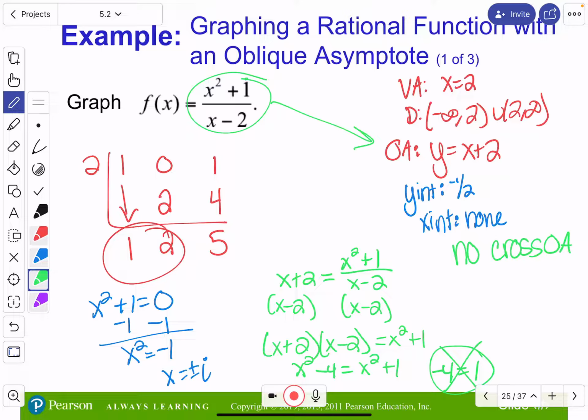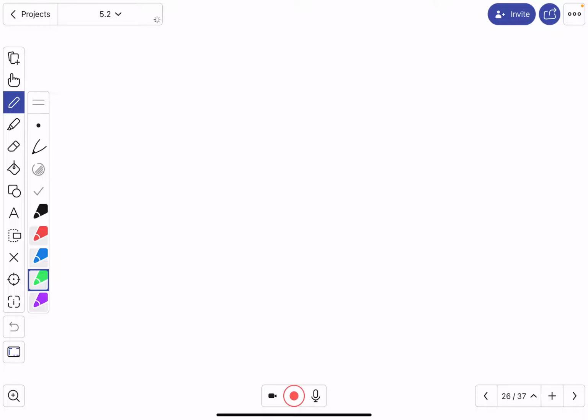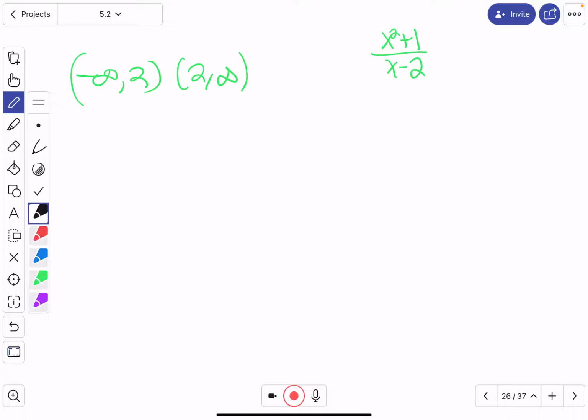So we just have those two pieces of our domain to check. So we have negative infinity to 2, and we have 2 to infinity. And our graph was x squared plus 1 over x minus 2. So I'm going to check 0, and I'm going to check 3.